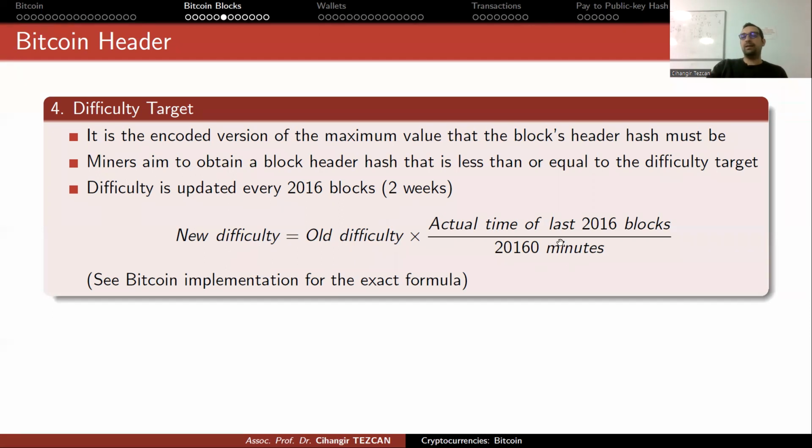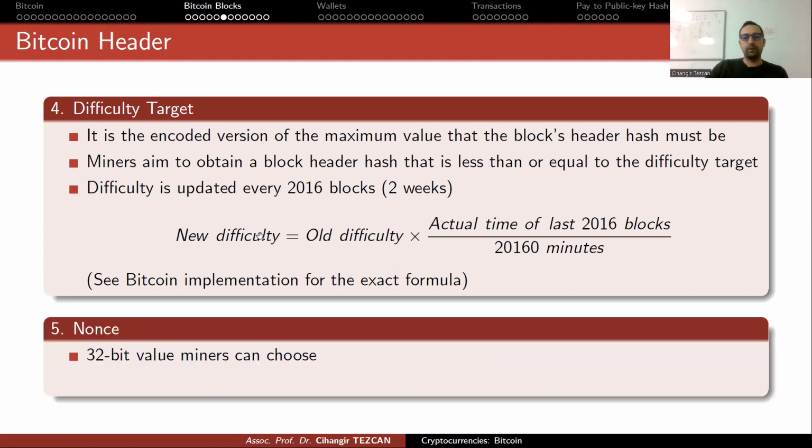But the thing is that if more people leave as miners, then it will take more than 10 minutes for us to solve the problem, right? So the new difficulty does not always have to be larger than the old difficulty. Some people think that difficulty always increases. Actually, it can decrease, and it actually decreased in the past, okay?